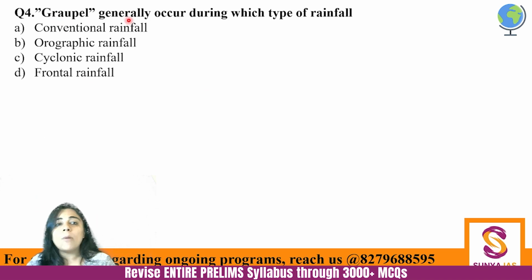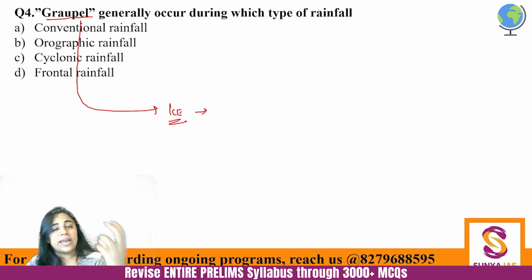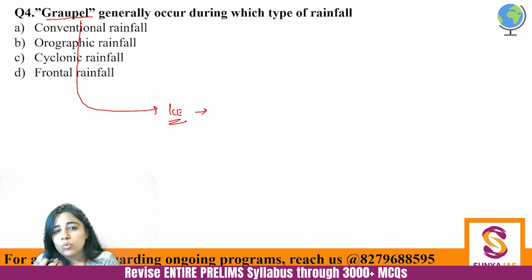Graupel generally occurs during which type of rainfall? Convectional rainfall, orographic rainfall, cyclonic rainfall or frontal rainfall. So first of all we need to understand what graupel is. Graupel basically is a soft pellet of ice, and it resembles snow pellets. When is graupel created? Graupel is created when supercooled water freezes into snowflakes, right? Beautiful phenomenon. Supercooled water is freezing into snowflakes.